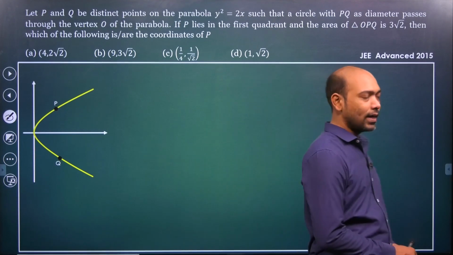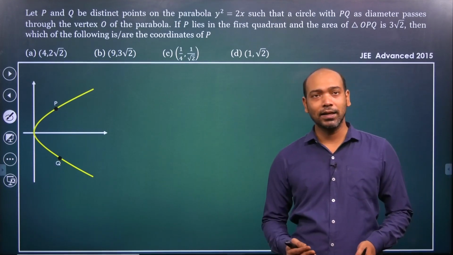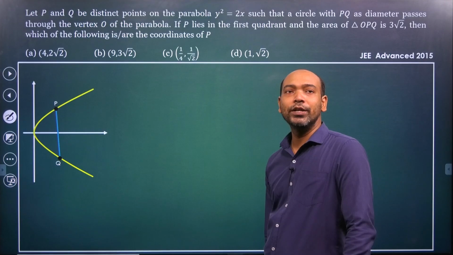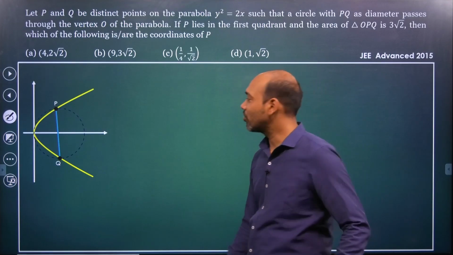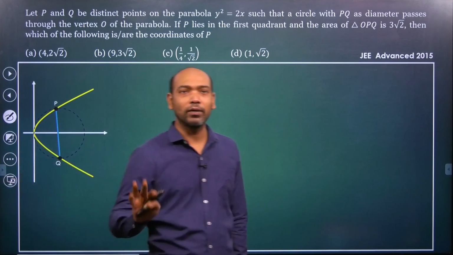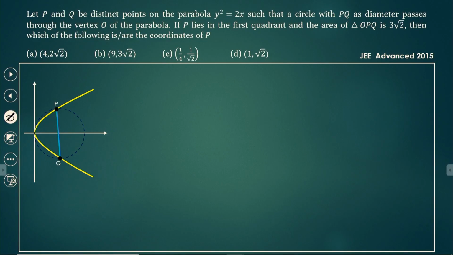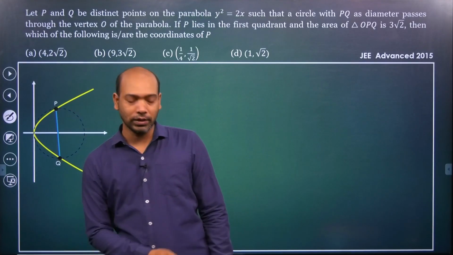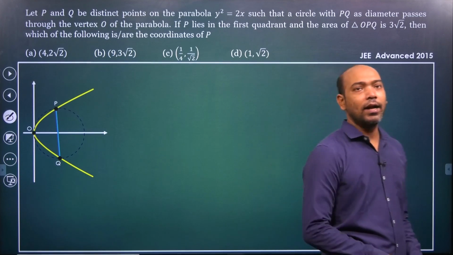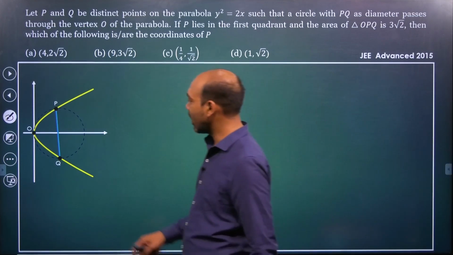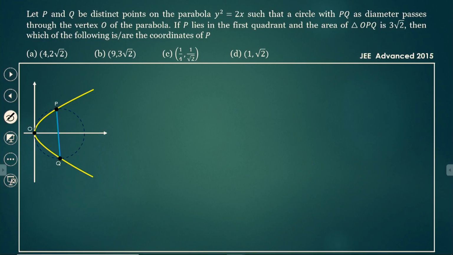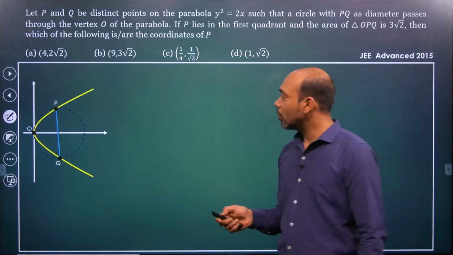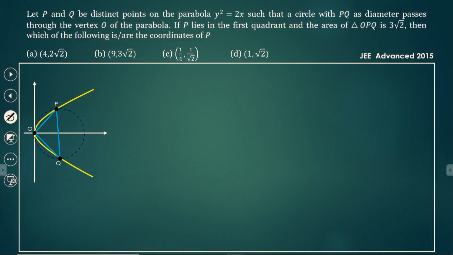We have to draw a circle having PQ as the diameter. So PQ is the diameter and we draw a circle. We are drawing a dotted circle, very light, but that's okay. We understand that it's a circle. This passes through the origin. That is a given condition, and it also says that the area of the triangle OPQ is 3 root 2. Those are the given conditions.